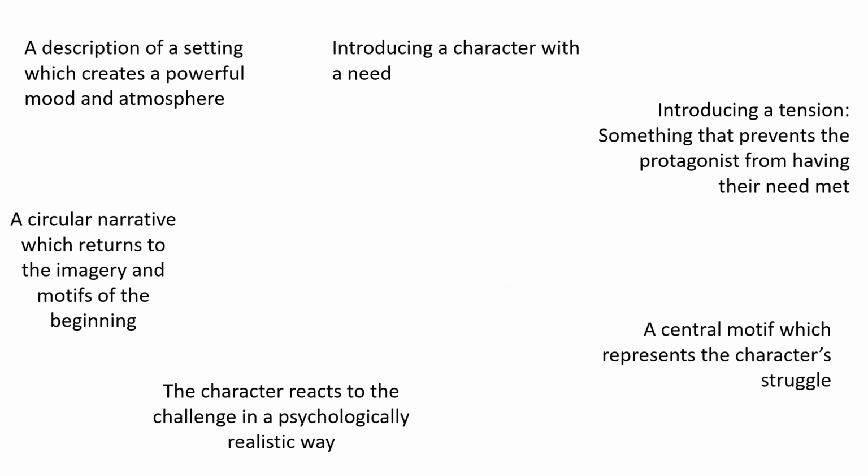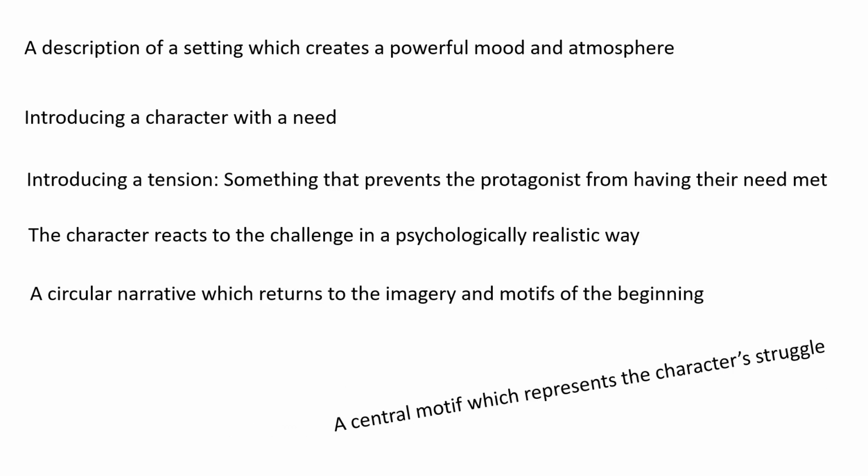So this leaves us with a bunch of techniques we can include in our narrative writing to make sure that it is structured in a convincing and compelling way, and it is varied and inventive. And when we put them all together and put them in a list, a sort of structure and order emerges. A description of setting, introducing a character, making something happen which introduces tension or a challenge, the character's reaction, and then a return to the imagery and motifs at the beginning. And in among all that, we're going to use a central motif which represents the character's struggle.